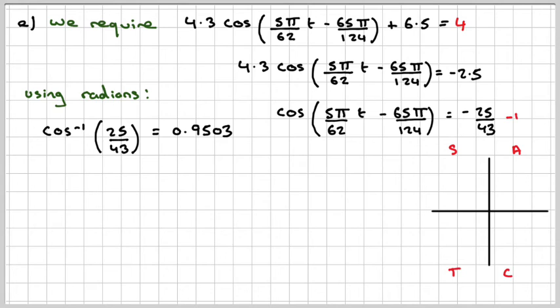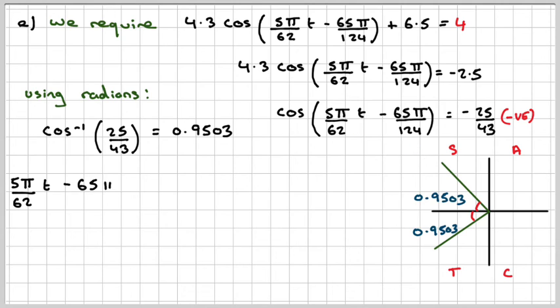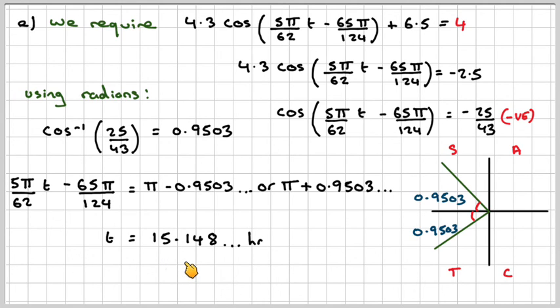0.9503. If you draw your CAST diagram, you want to know where cos is negative, that will be in the second and the third quadrants. Making our angle with the x-axis. Okay, that now means our angle, which is this bit, will be equal to pi minus 0.9503 or pi plus 0.9503. And then if you add this and divide by this, you're going to get that t is going to be equal to 15.14 hours, or t will be equal to 22.651 hours.